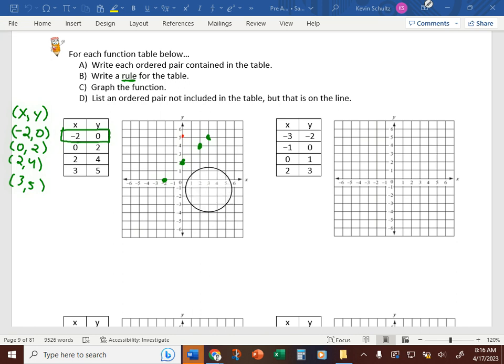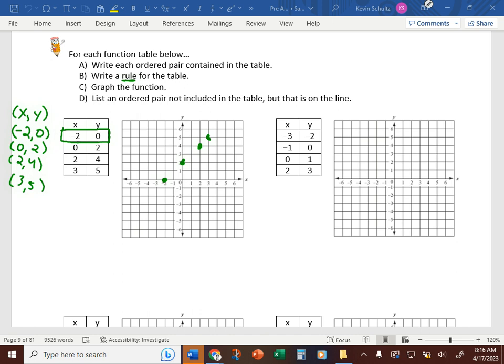What do you notice about these 4 ordered pairs that I plotted here? Anything stand out to you about them? Gregory? They make a line. They make a line. Okay, that's not a coincidence. Everything that we're going to be graphing is going to make a line. We are dealing with what are called linear functions. Linear, meaning line.